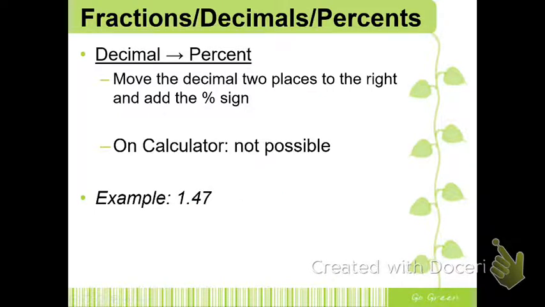If you want to go from a decimal to a percent, you do the reverse. You can move the decimal 2 spaces to the right, or instead of dividing by 100, you can multiply by 100. Either way, you get 147% when we change 1.47 into a percent.